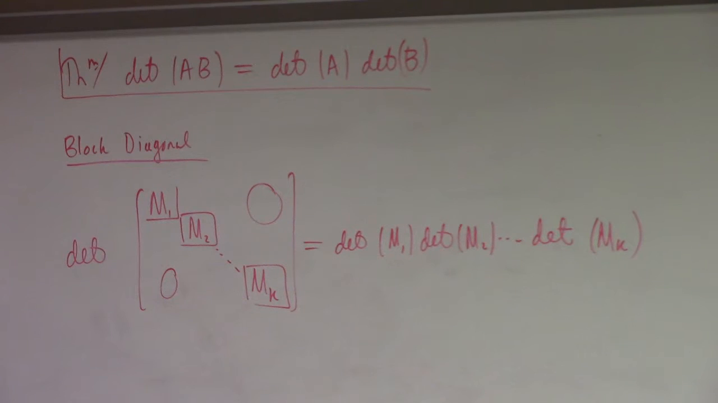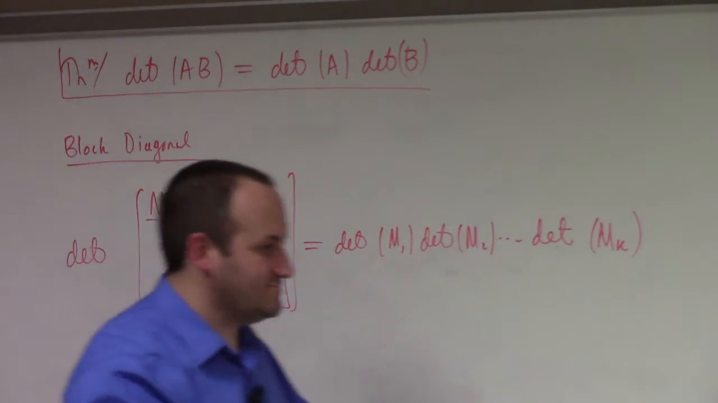You see an example of this, right? A super special case of this is that one. A diagonal matrix is a block diagonal where all the blocks are just 1 by 1s. Kind of silly, but true. All right.